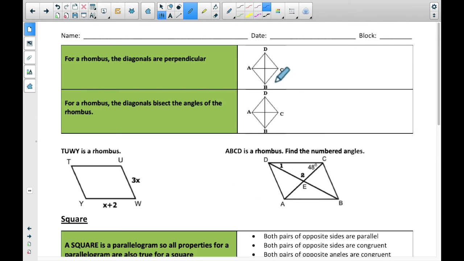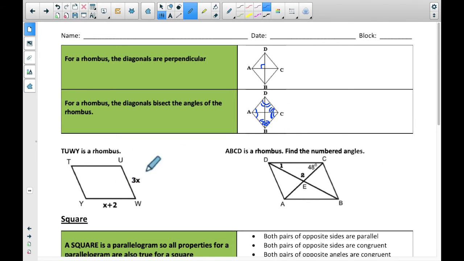In addition, because this is a rhombus, the diagonals are perpendicular to each other. So these all meet at a right angle here. And then finally, the diagonals bisect the angles of the rhombus. So this is getting bisected, meaning 2 congruent parts. This is 2 congruent parts. This is 2 congruent parts. And this is 2 congruent parts. So it's bisecting those angles.